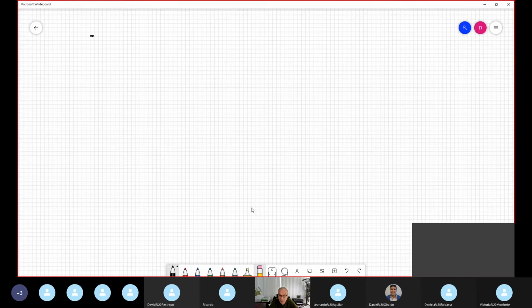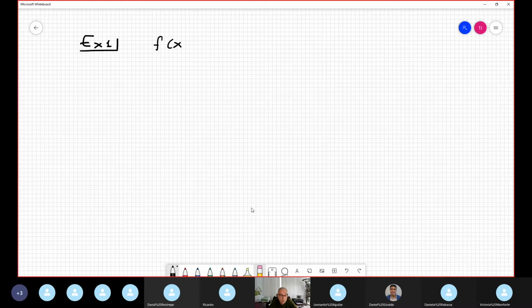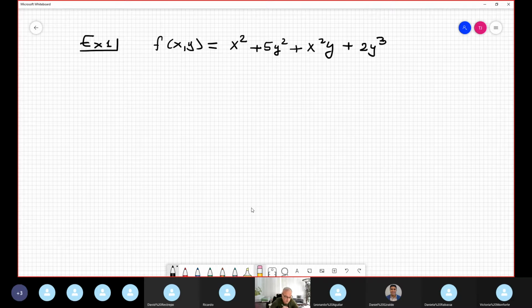Example one. Okay, example one is we have a function. The function is x squared plus 5y squared plus x squared y plus 2y cubed. So, what's the goal? The goal is to find the critical values and determine if each is a maximum, minimum, or saddle point.